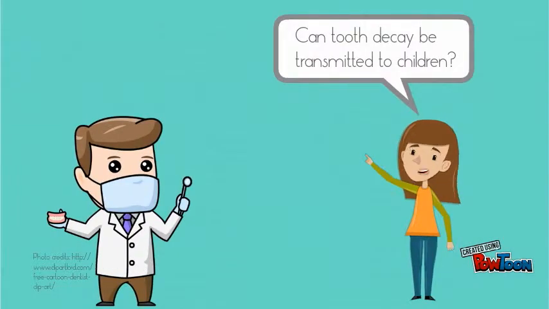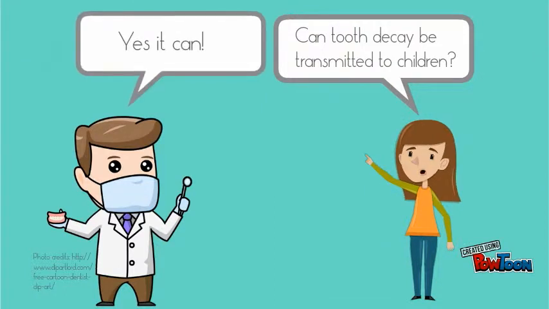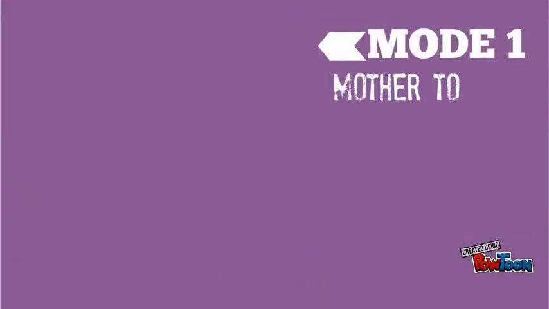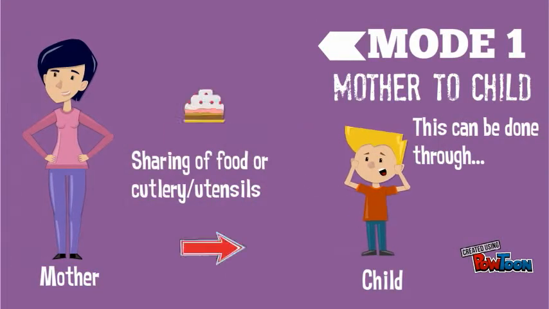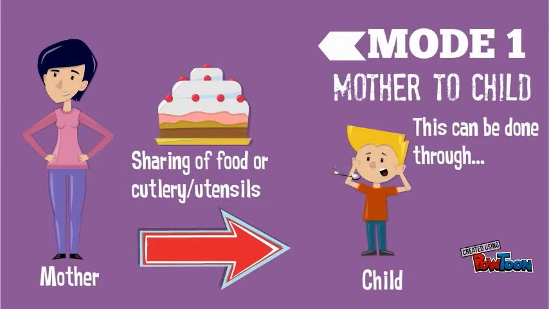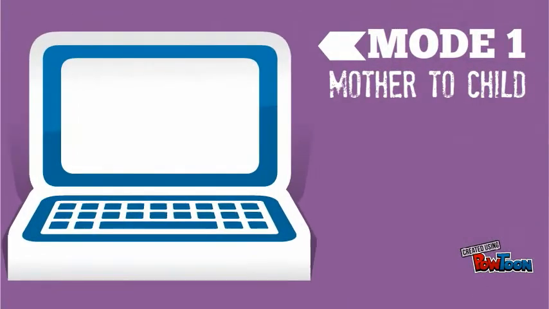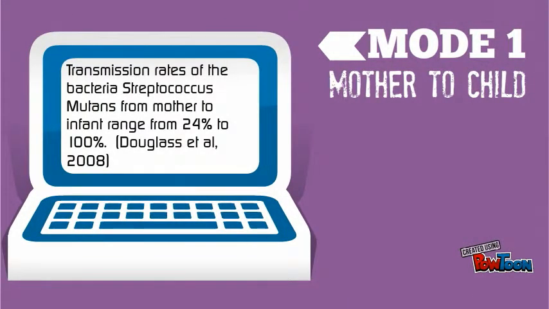Can tooth decay be transmitted to children? Yes, it can. Oh no, but how? Mothers can spread the bacteria of tooth decay to their child through the sharing of food or cutlery and utensils. Caregivers with a high amount of bacteria will put them at a high risk of infecting their child. Transmission rates are 24 to 100%.